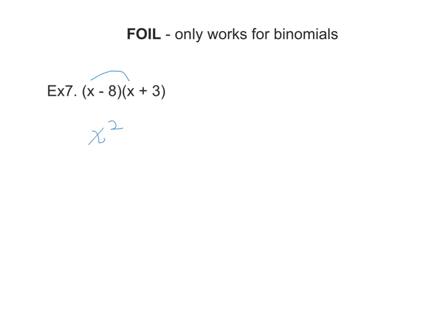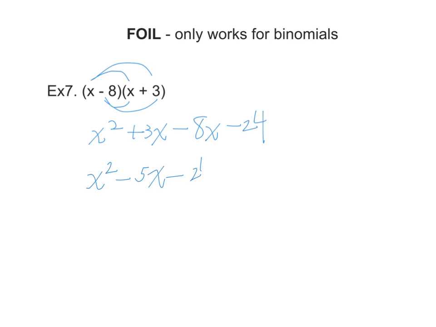You should have x squared for the first, 3x for the outside, negative 8x for the inside, and negative 24 for the last. Because there's two like terms in the middle, we want to put those together for a final answer of x squared minus 5x minus 24.